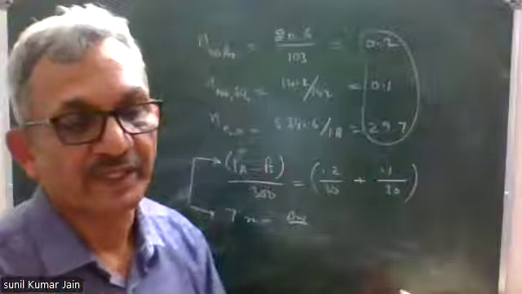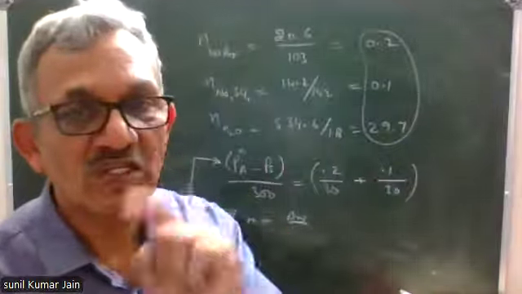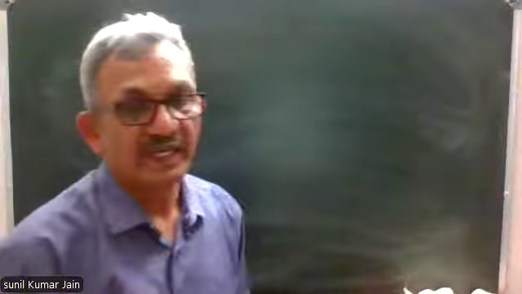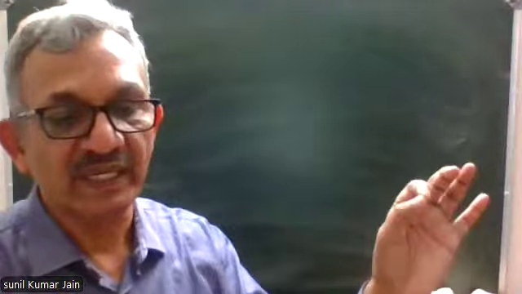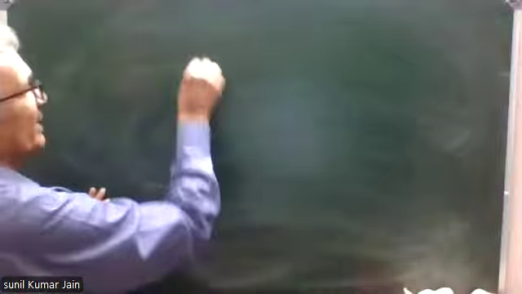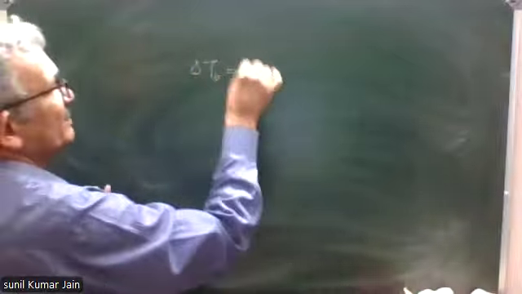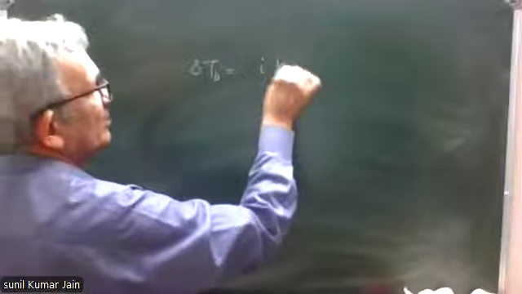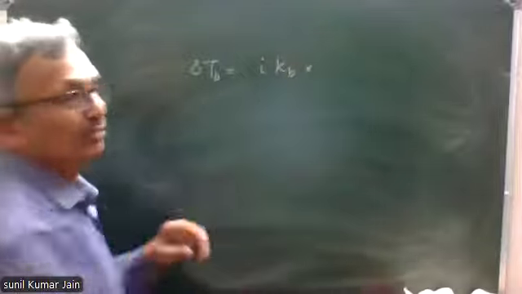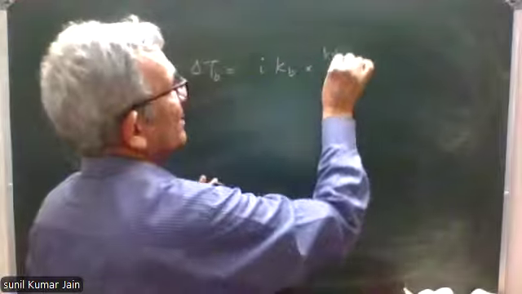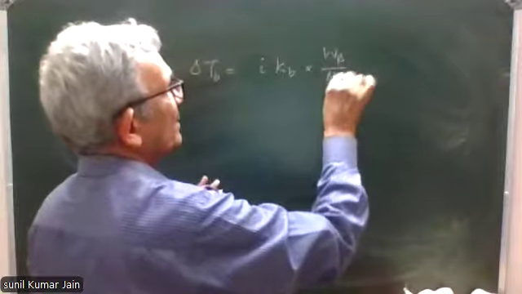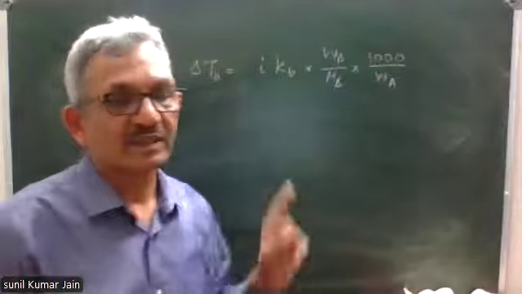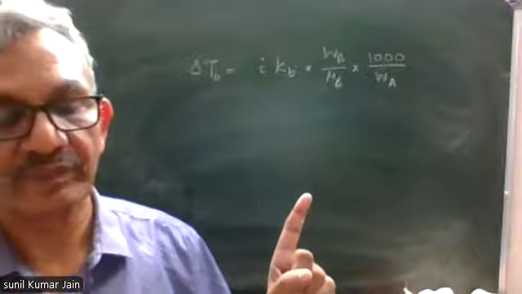Elevation in boiling point. For one solute, equation 2A becomes: delta TB is equal to i into KB into molality. Molality will be WB by MB into 1000 divided by WA. This is for one solute.